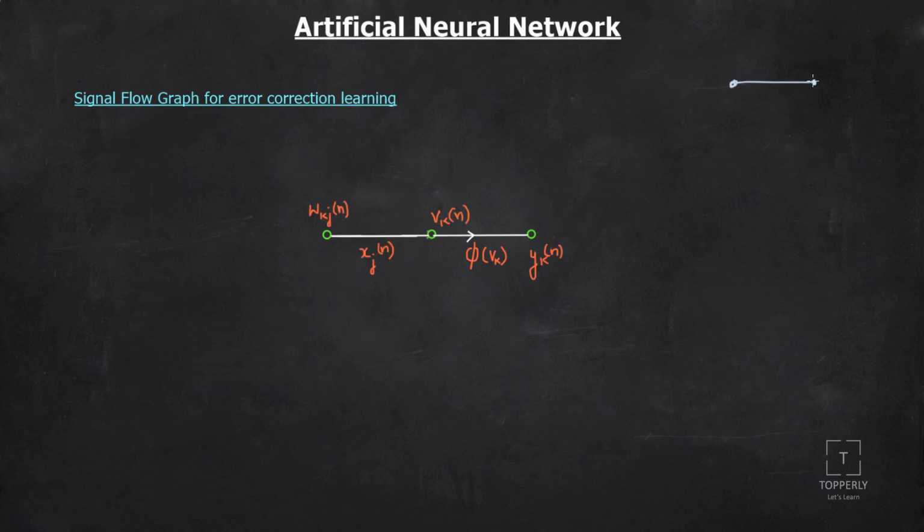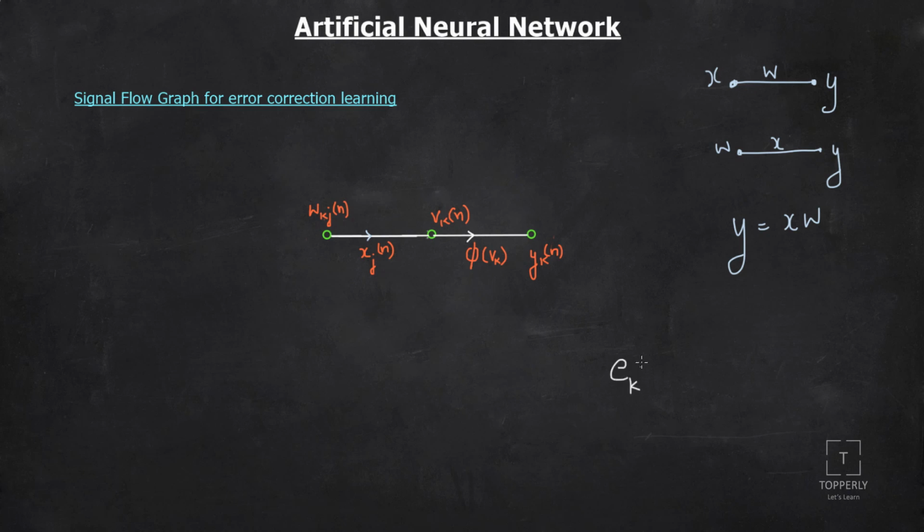Also, we know that for a signal flow graph, for the first case, let the input node be x, the synaptic weight be w, and the output be y. In the second case, let the input node be w, the synaptic weight be x, and the output be y. In both cases, we know that the output would be xw, right? Using the same principle, I exchange the synaptic weight and input position here. So the input node will contain wkj(n) and the synaptic weight will be xj(n).